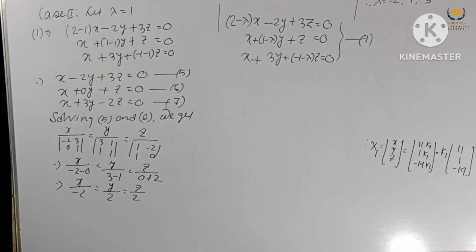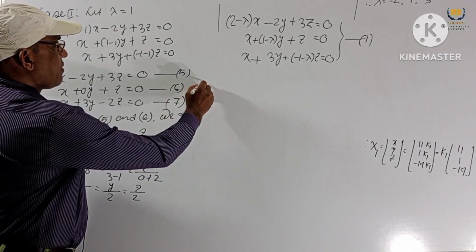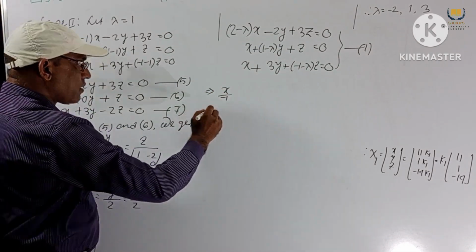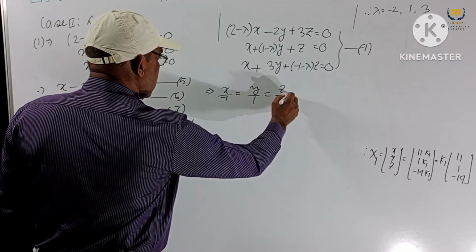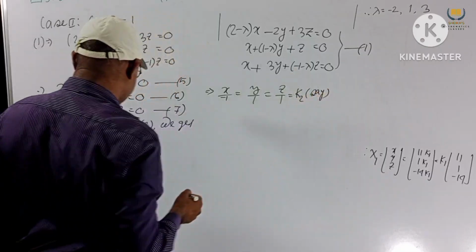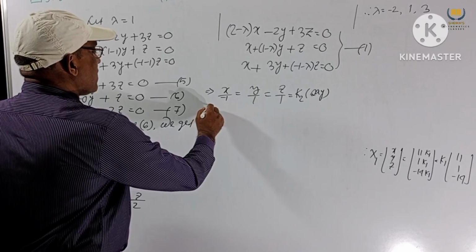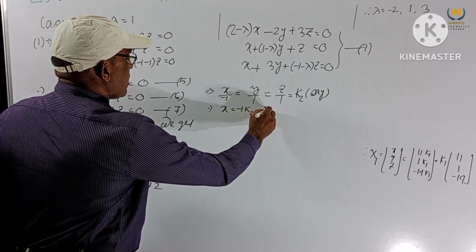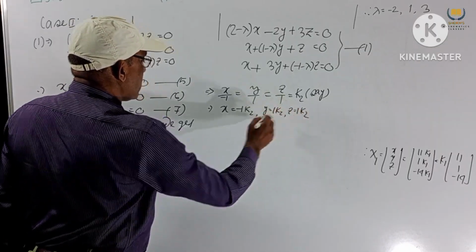We get this. So dividing by 2, then we get x by minus 1, y by 1, z by 1 is equal to k2, say. We consider k2. So this implies x equal to minus 1 k2, y equal to 1 k2, z equal to 1 k2.